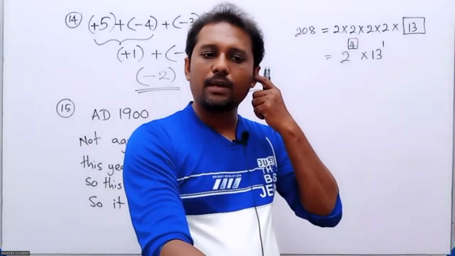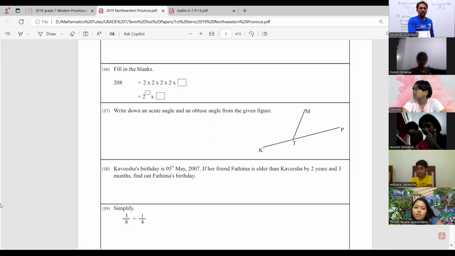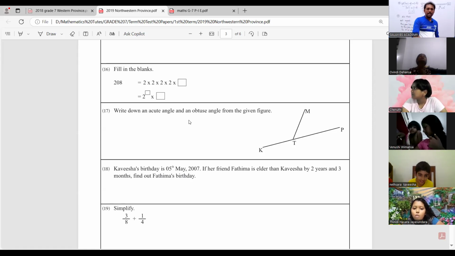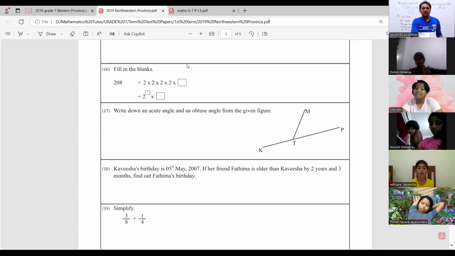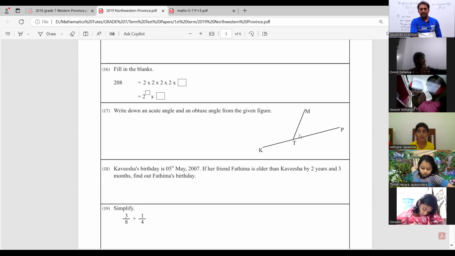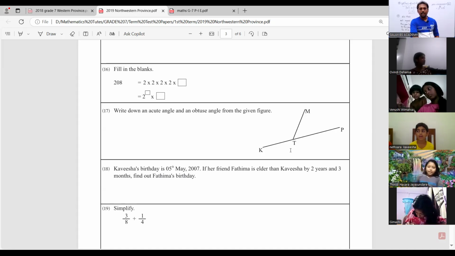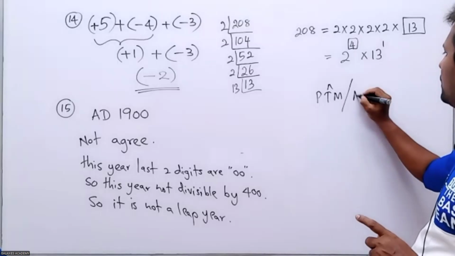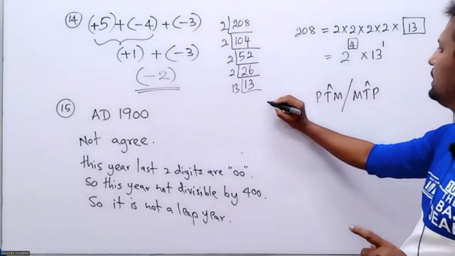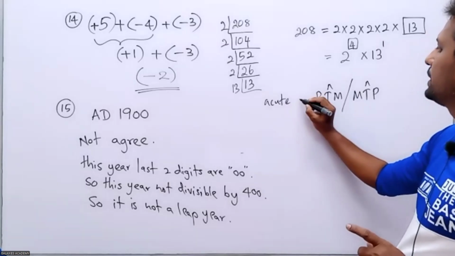Right, then let's go to number 17. The 17th question given: write down an acute angle and an obtuse angle from the given figure. I also discussed this in the first question, no? The types of angles. What is the acute angle? This one. How can you write this one? PTM or MTP, right? PTM or MTP, it is the acute angle.